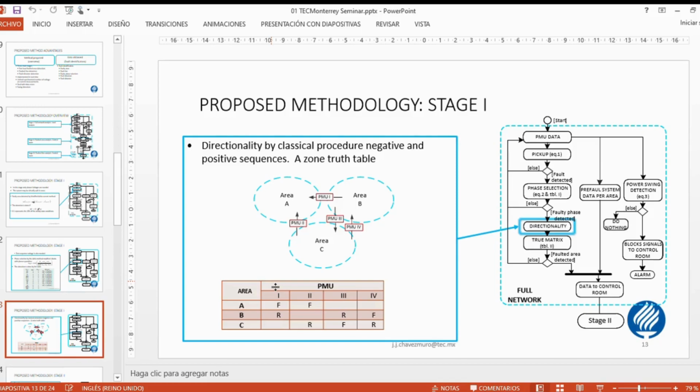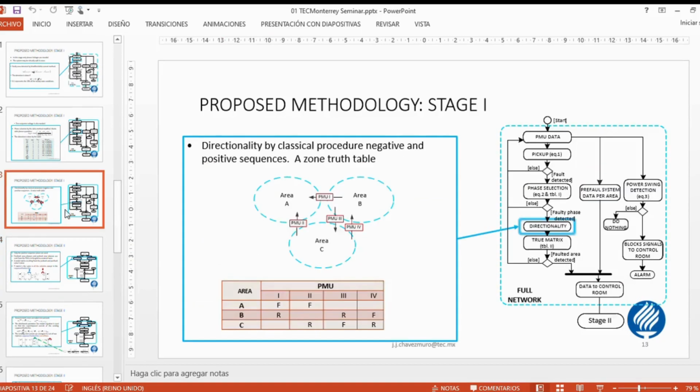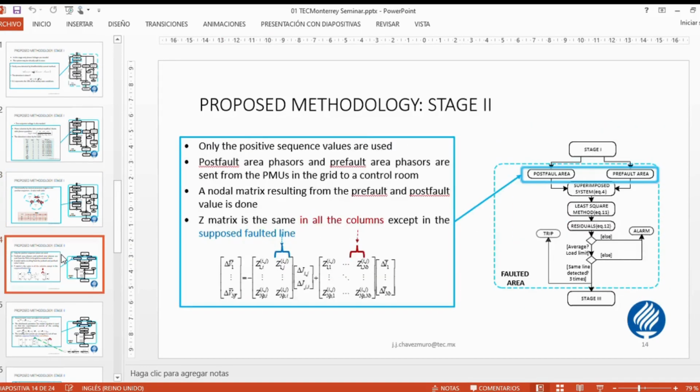one area or not. For example, if we have a fault in area C, this PMU will see a fault backwards, this PMU will see a fault forward, and this PMU will see a fault backwards. So with this truth table, we want to define where the fault is. Then we go to the second step.